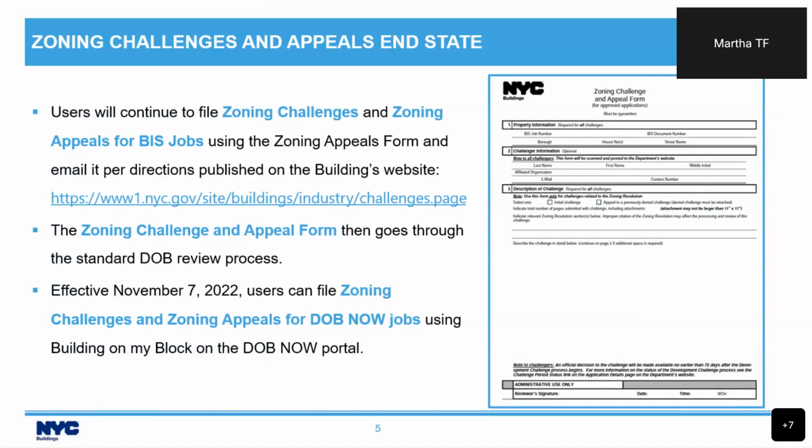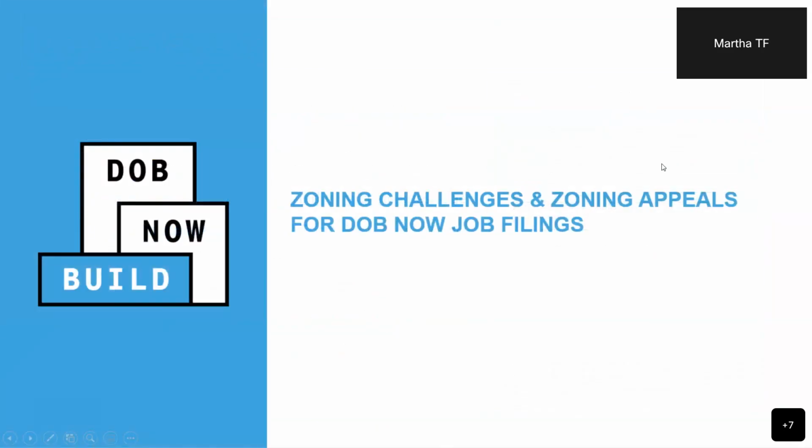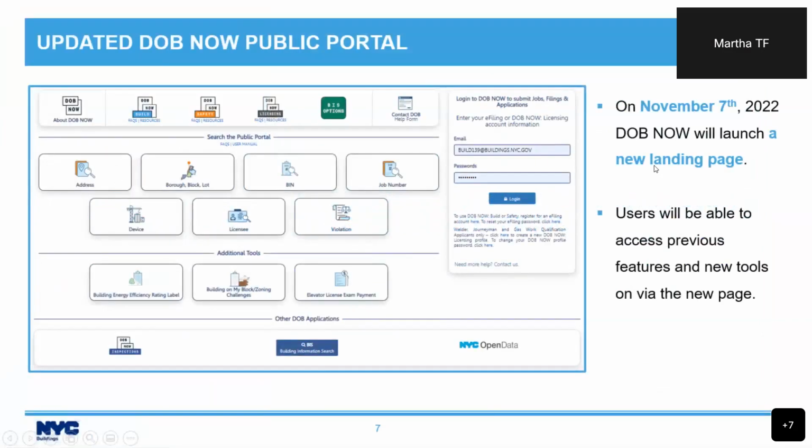Now, as of November 7th, we introduced this new system where users can file zoning challenges and zoning appeals for DOB NOW jobs using the Buildings on My Block link on the DOB NOW public portal. So let's talk about what the process is now for DOB NOW job filings.